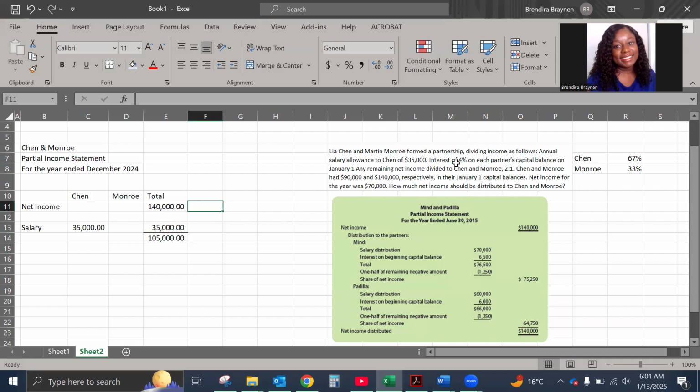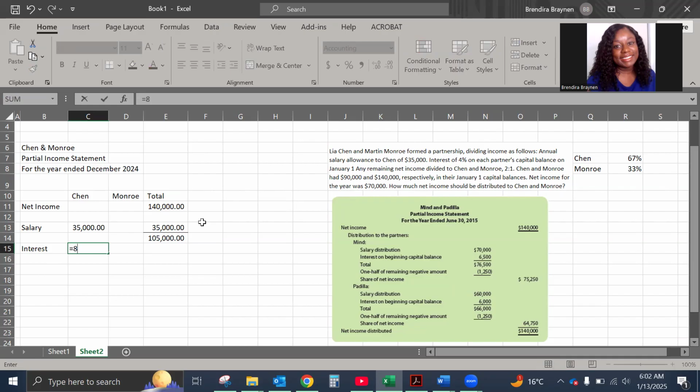Next, they say interest of 4% on each partner's balance. And so interest is next. They tell us 4% of each partner's balance. In other words, Chen's balance was $90,000. Therefore, I'm going to pay Chen 4% of the 90,000. So 90,000 times 0.04, which we should know is 4%, means that Chen gets an additional 3,600 in interest.